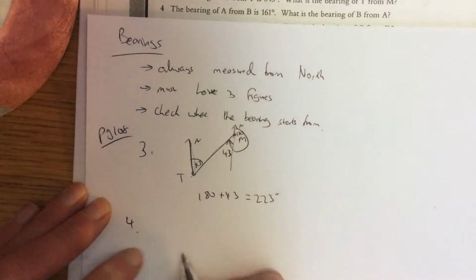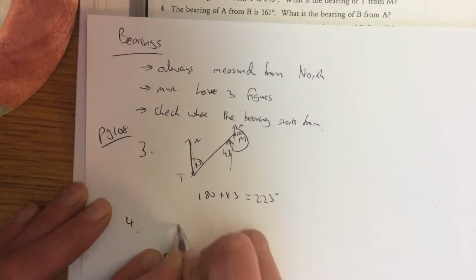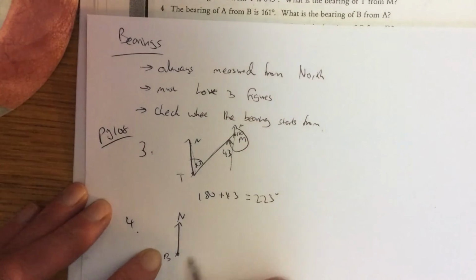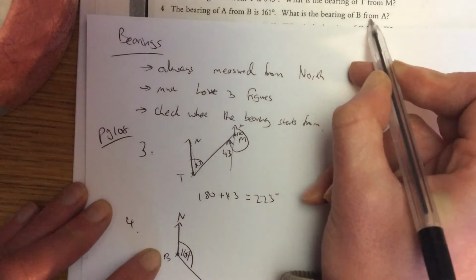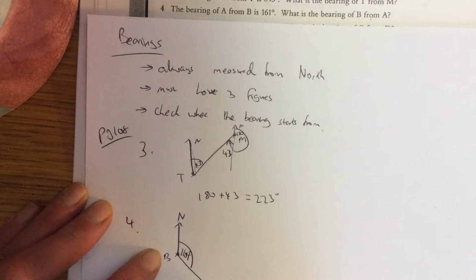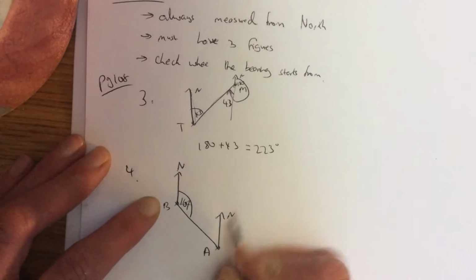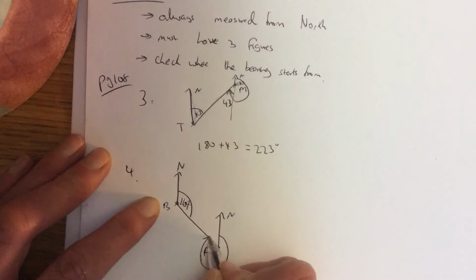We're going from B. So put a wee X in at B and put your north sign in. And it's 161, so that'll be about 90 degrees. So go down there somewhere, 161. And this brings you to A. Now you want to go from A. So go to A, put your north sign in, and you want this angle.